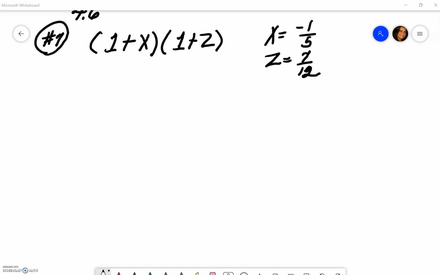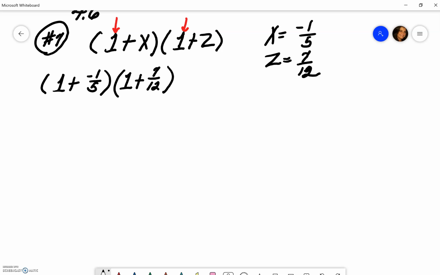Now, if I plug these values in, you can see that we are going to be multiplying by a whole number in each situation. So let me first plug this in and I'll tell you the thought process. So if we had 1 plus negative 1 over 5, and we're going to multiply that by 1 plus 7 over 12. Now, we always solve inside the parentheses first before we multiply. This is based on order of operations.